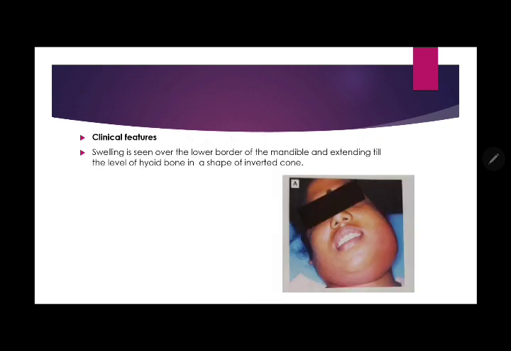The clinical features of this submandibular space infection are presented as swelling seen over the lower border of the mandible and extending till the level of the hyoid bone in the shape of an inverted cone.